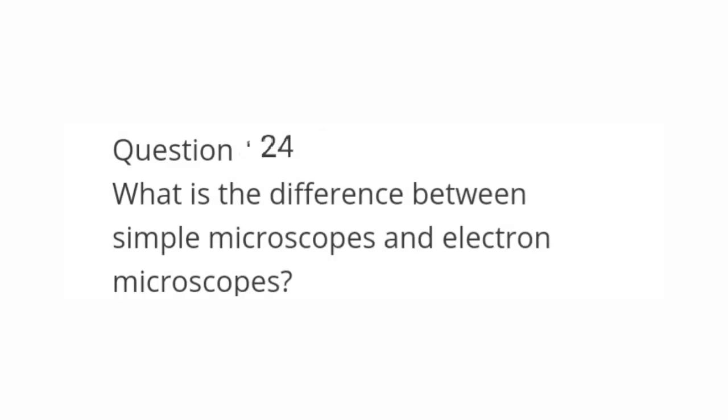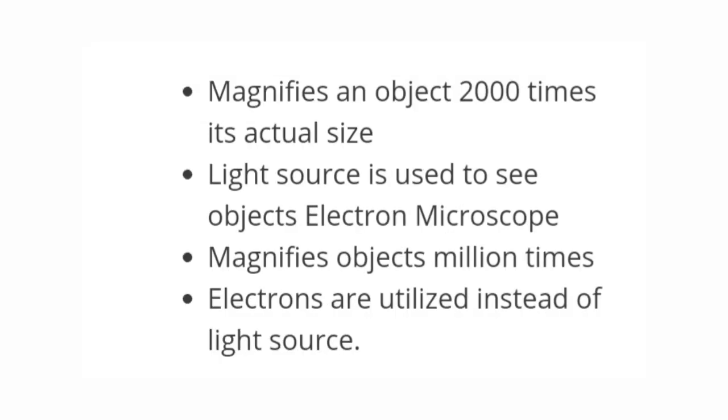Question number 24. What is the difference between simple microscope and electron microscope? Answer: simple microscope magnifies an object 2000 times its actual size. A light source is used to see the object. Electron microscope magnifies objects million times. Electrons are utilized instead of a light source.